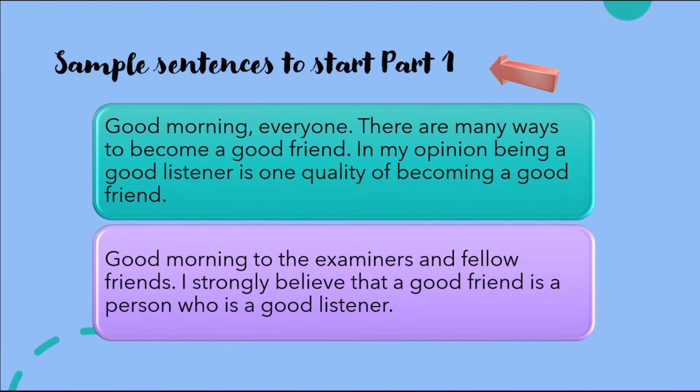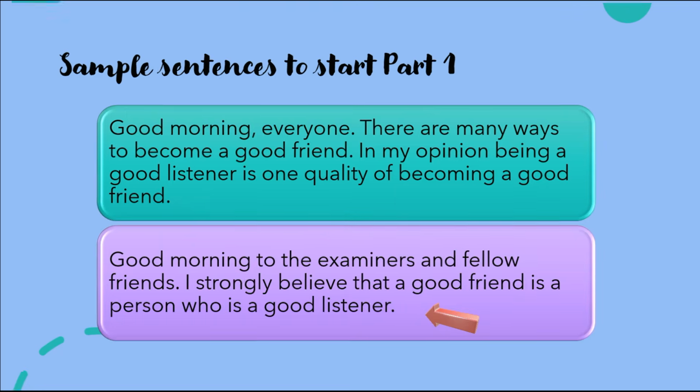So by now you should know very well of how to start part 1 of the speaking paper. Let's just go through the sample sentences that you can use to start your presentation in part 1. Good morning, everyone. There are many ways to become a good friend. In my opinion, being a good listener is one quality of becoming a good friend. Good morning to the examiners and fellow friends. I strongly believe that a good friend is a person who is a good listener. Just like that. It is quite simple. And after this, you can straight away start talking about your content points.